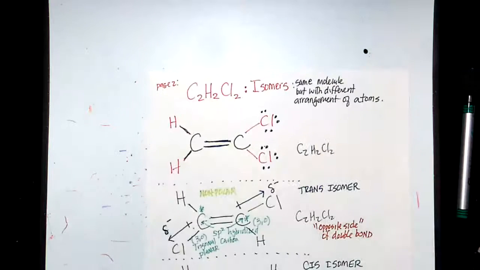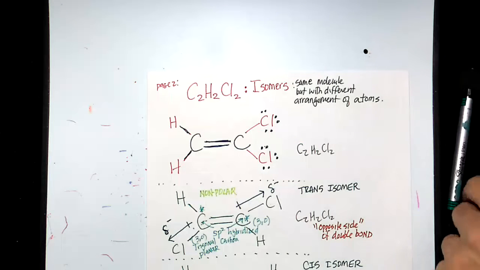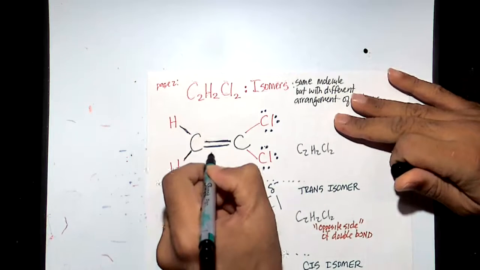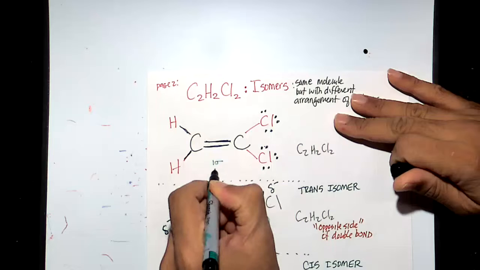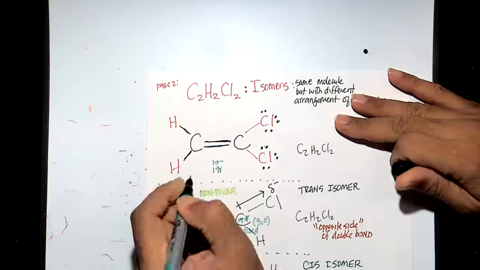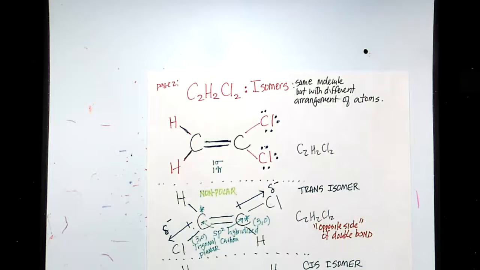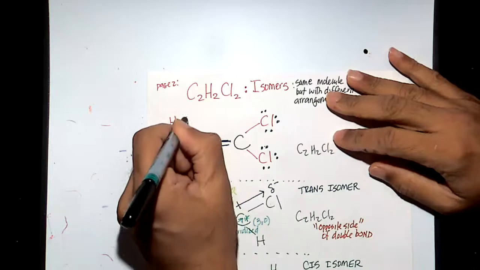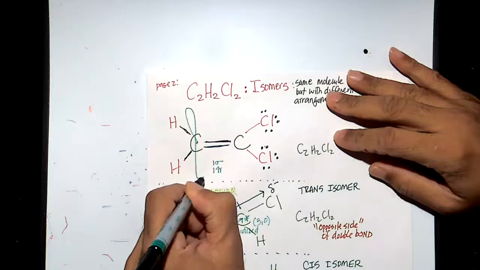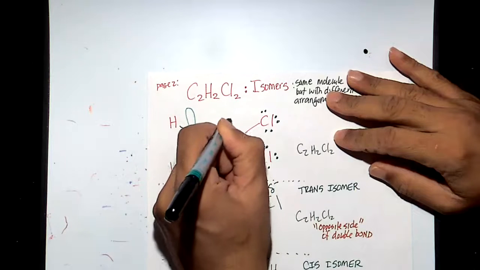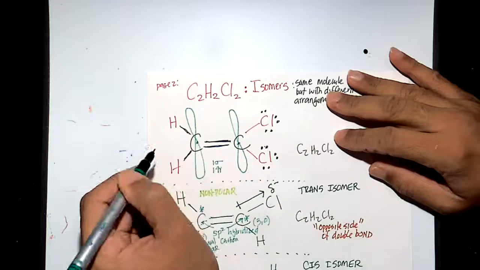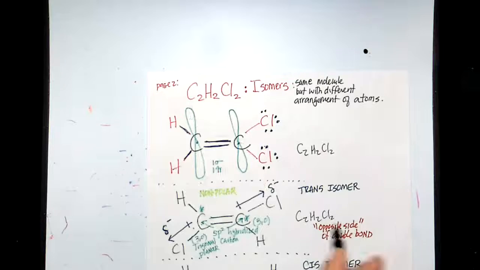A couple of things here. I just want to remind you, hopefully this will come as a review. When you have a double bond, a double bond is one sigma, but it's also one pi. One sigma and one pi. A pi bond is an overlap of a p orbital.